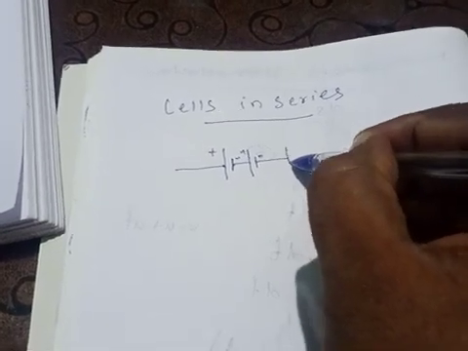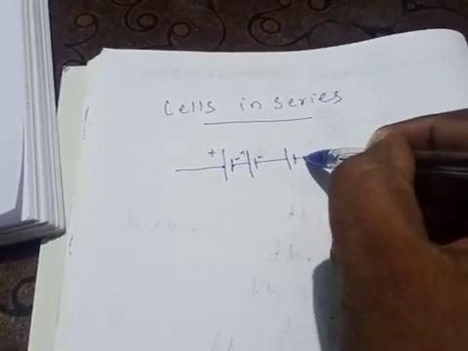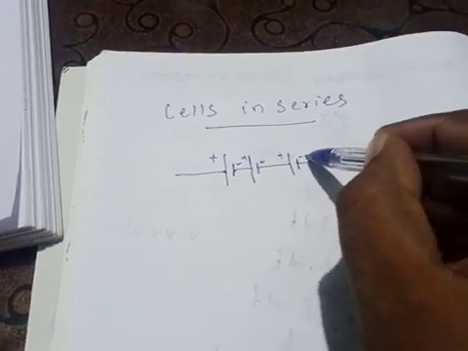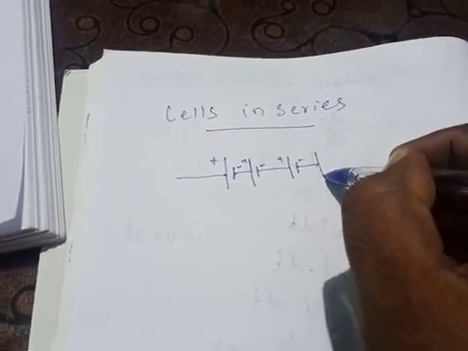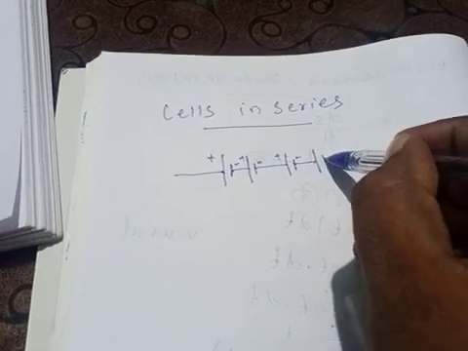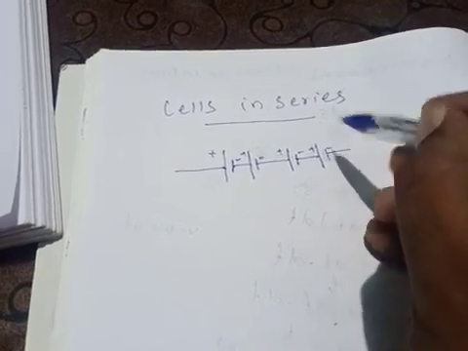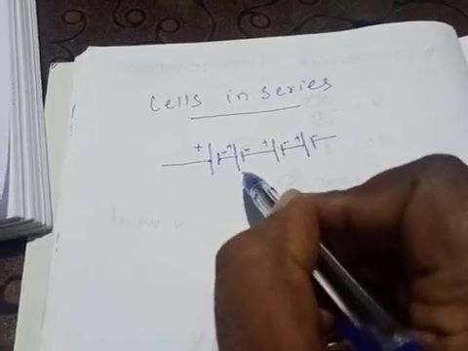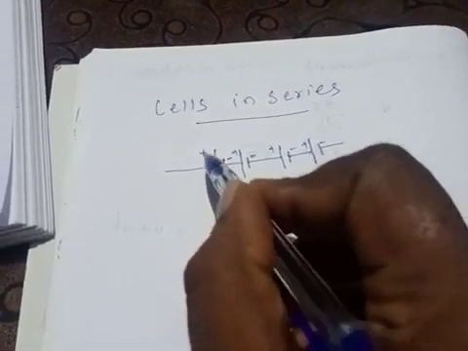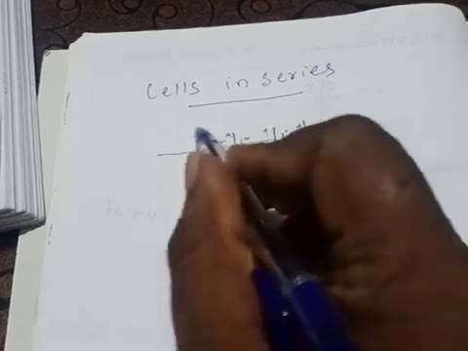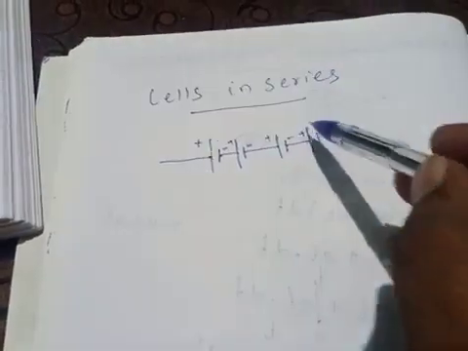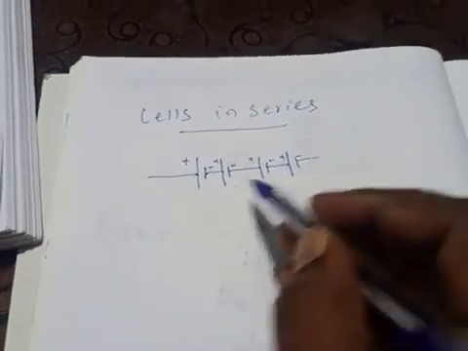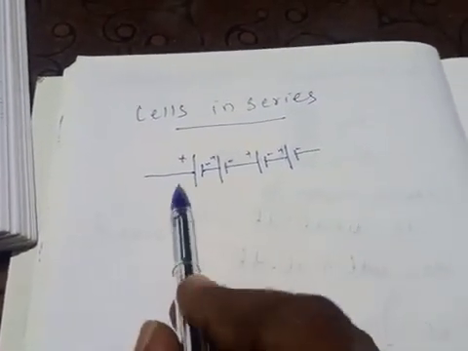Again I am connecting one cell along with this: plus, minus. Again I am connecting one cell along with this: plus, minus. Now you see 4 single cells connected, and now it is formed as a battery. So this is what we call cells in series connection.